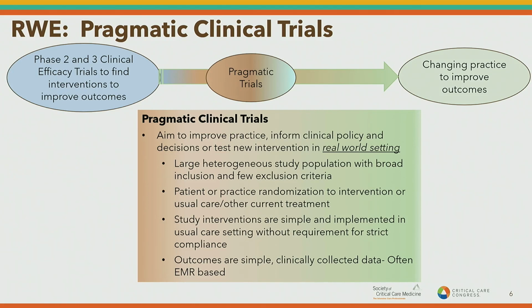So as opposed to traditional efficacy trials, they tend to have very broad inclusion criteria and very few exclusion criteria so that you have large heterogeneous populations similar to what we see in clinical practice. There is no randomization to a placebo and there's no blinding because that's not happening in the real world. So usually your control arm is standard of care. And the interventions tend to be simple and can be implemented in a clinical setting, and we oftentimes use the EHR data to collect the outcomes that are also clinically relevant and simple.